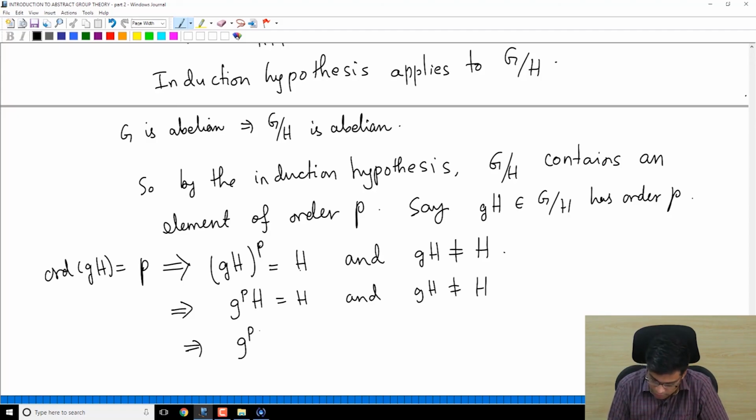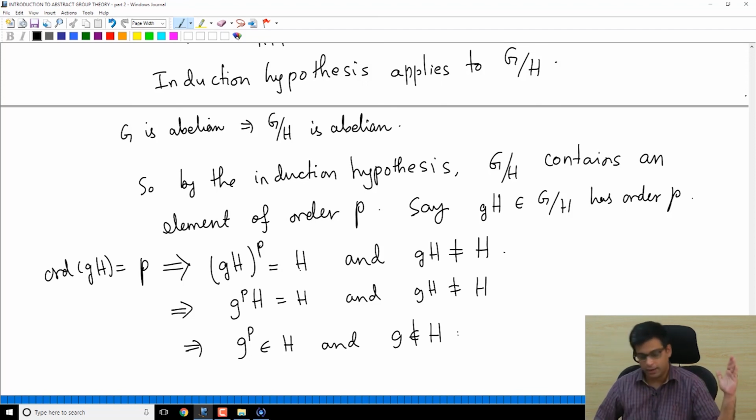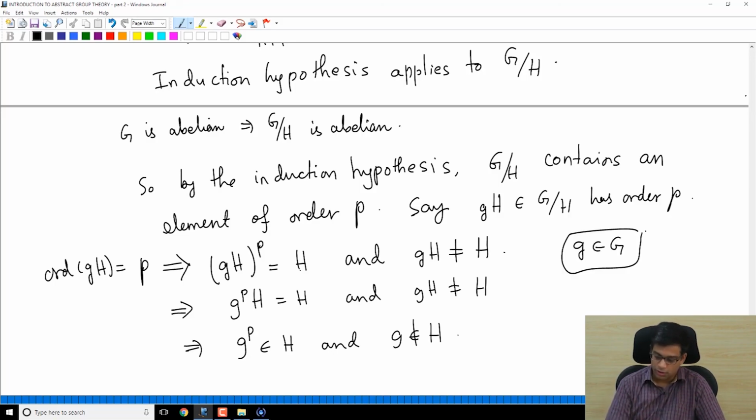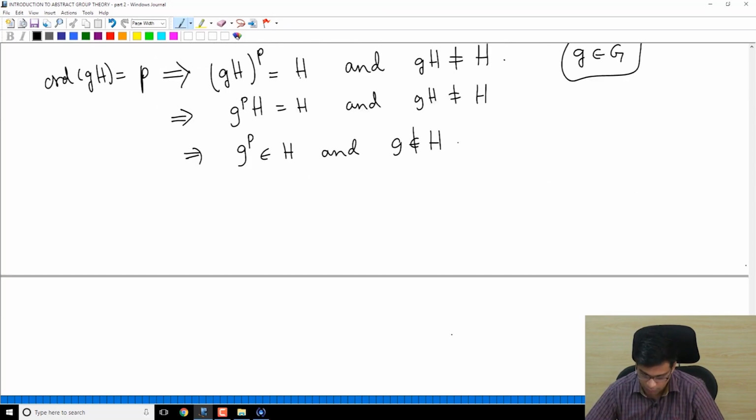That means g power p is in H and g is not in H. This is the meaning when you pull the element back to G. Of course g is an element of capital G. Its pth power is in H and itself it is not in H. Okay, so g power p is in H, g is not in H.